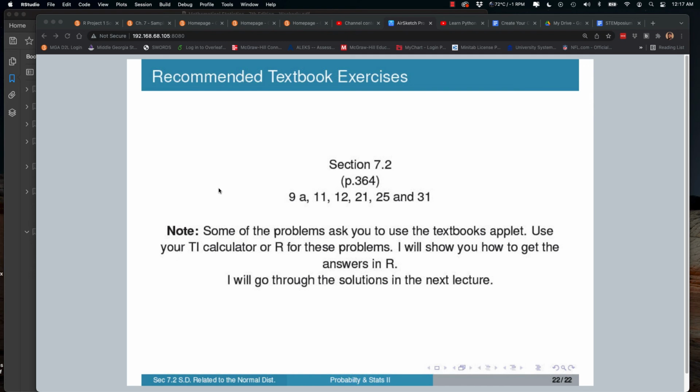Some of the problems ask you to use the textbook's applet. I don't know if we still have access to that or whatnot, but the applet's kind of a replacement for us using R or the calculator. So use R or the calculator to try to calculate some of those problems. I will show you how to get the answers in R specifically in the next video for the solutions, okay?